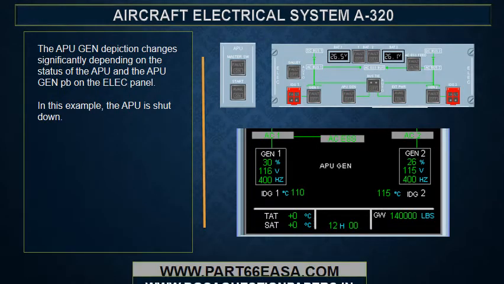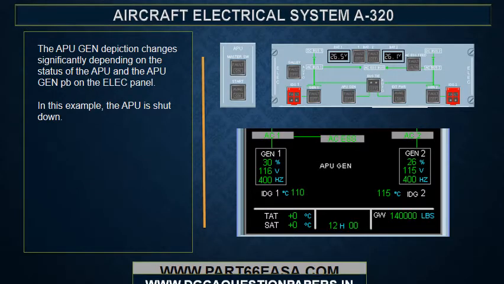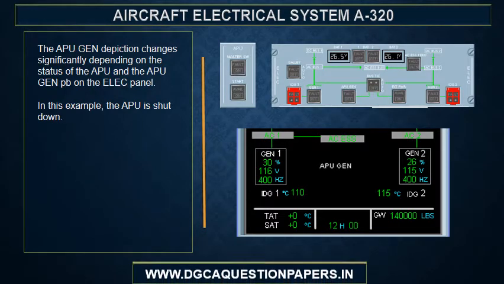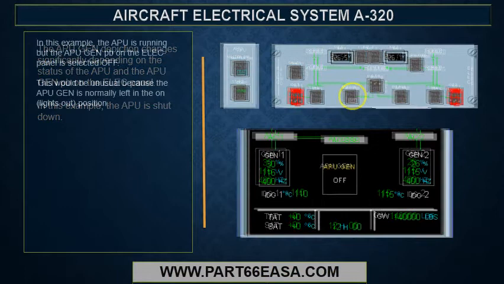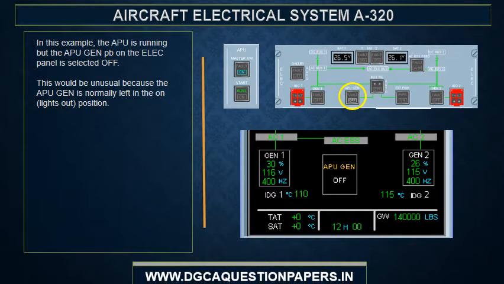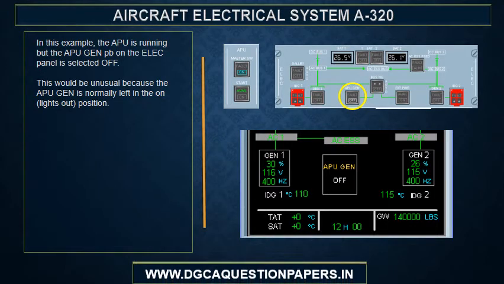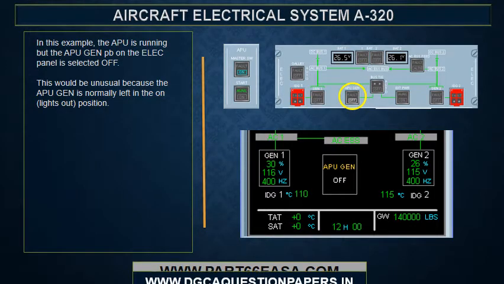The APU Gen depiction changes significantly depending on the status of the APU and the APU Gen push button on the electrical panel. In this example, the APU is shut down. In this example, the APU is running, but the APU Gen push button on the electrical panel is selected off. This would be unusual because the APU Gen is normally left in the on, lights out position.